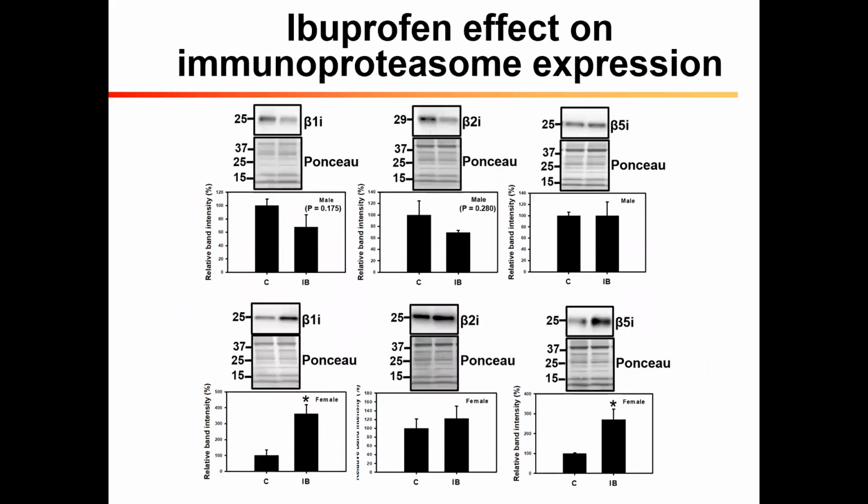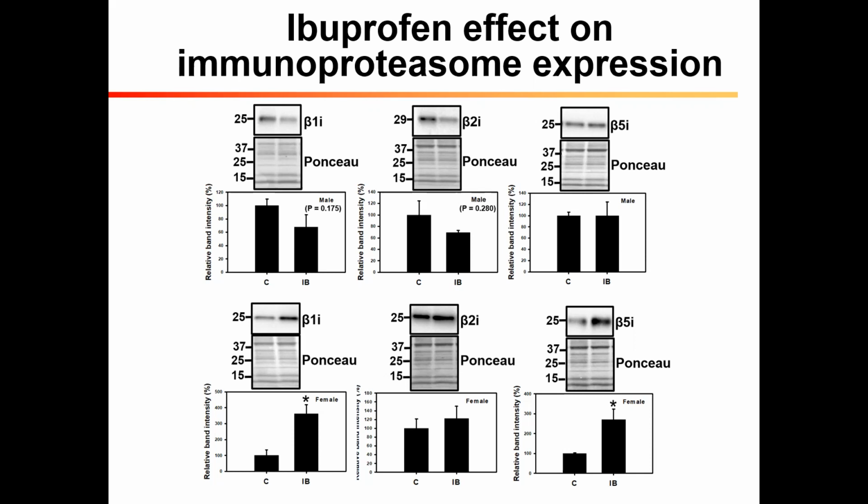If we look at the protein now, and this is by Western blotting, our lab has made a lot of antibodies to these, so we have antibodies that other people don't have. And you can see there that there's a clear difference between the males and the females. In the males, there's a trend towards a decrease in these immunoproteasomes, while in the females, they were all, the beta-1i and beta-5i were both upregulated.